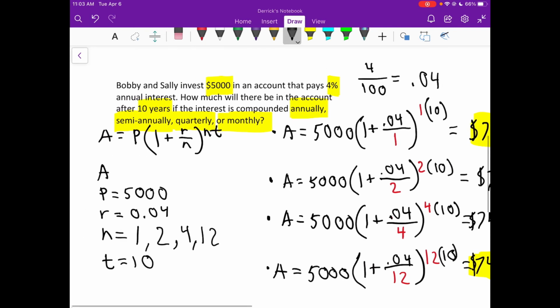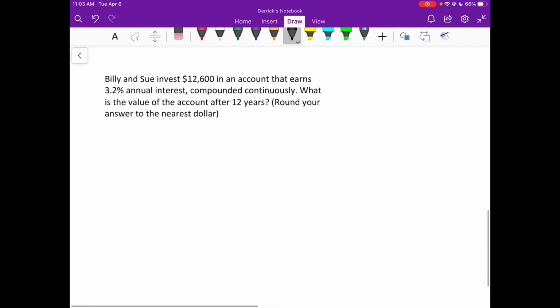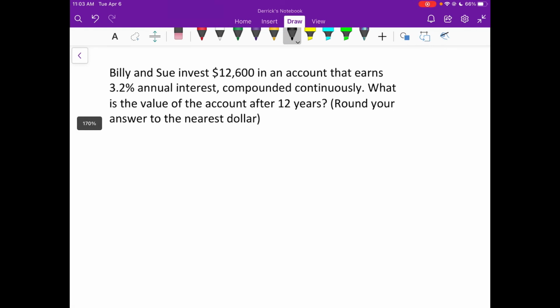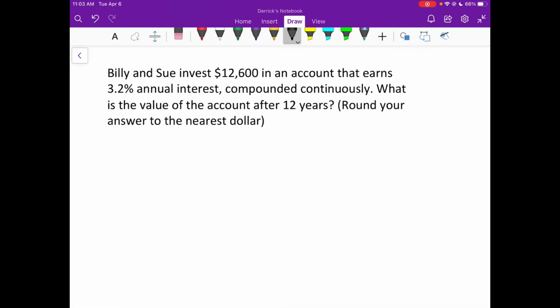I want to do one more example with you guys, just because we haven't used that second formula yet, so let's talk about one where we need to use the second formula. So Billy and Sue invest $12,600 in an account that earns 3.2% annual interest, and most importantly, we are told it is compounding continuously. And then it asks the value of the account after 12 years.